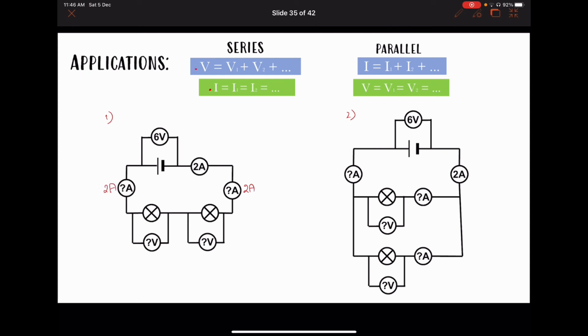As for the volts, we know that in series, volts is the sum. So if my source is providing me with 6 volts, they will be evenly divided between the bulbs, considering that the bulbs are identical. So if we have 6 volts for the source, then each bulb will get 3 volts and 3 volts. But for diagram 2, we know that volts is now the same. So if my battery is providing me with 6 volts, then each bulb will get the same amount of voltage, which is 6 volts and 6 volts.